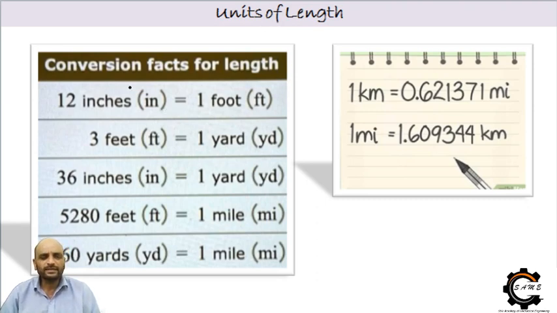So the units of length, so the conversion: 12 inches equal to 1 foot, 3 feet is equal to 1 yard, right? 36 inches is equal to 1 yard. See here, if you multiply 12 into 3, then you get 36, so it will convert to 1 yard. 5280 feet equal to 1 mile, 1760 yards is equal to 1 mile. So if I need to convert kilometer to mile, then 1 kilometer is equal to 0.621371 mile. Like this the conversion is there.